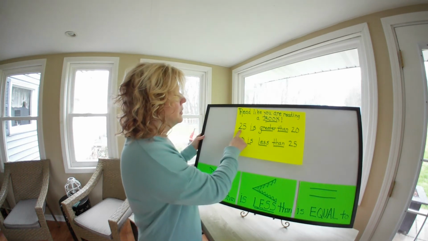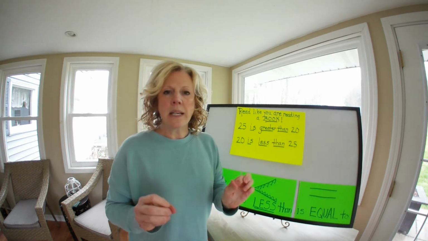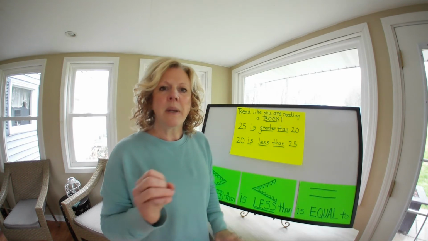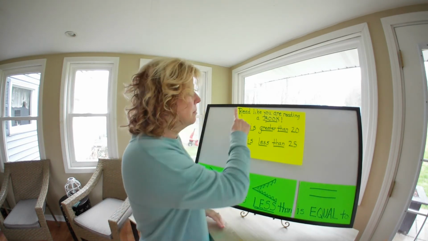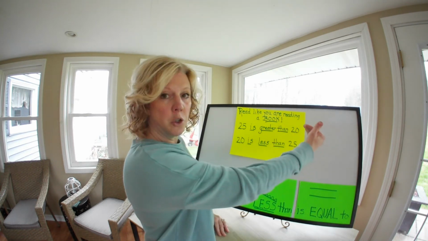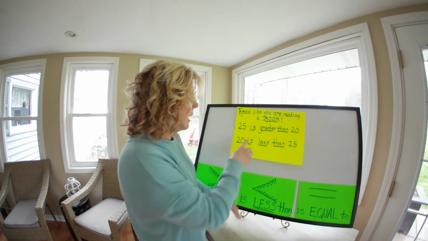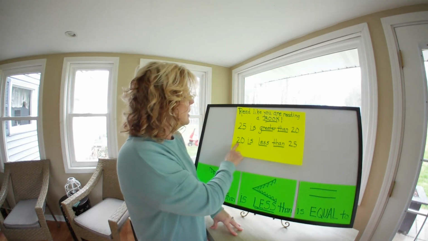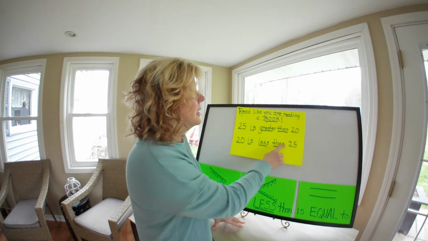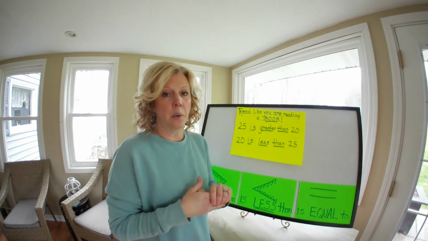So what we're going to do is read this problem. 25 is greater than 20. And the reason I say is greater than is because the first number I said was bigger than this number, and I'm reading it like a book from left to right. Now, if I flip the numbers around like I did here, I have to read it differently. I have to say 20 is less than 25 because, again, I'm reading it like a book, okay?